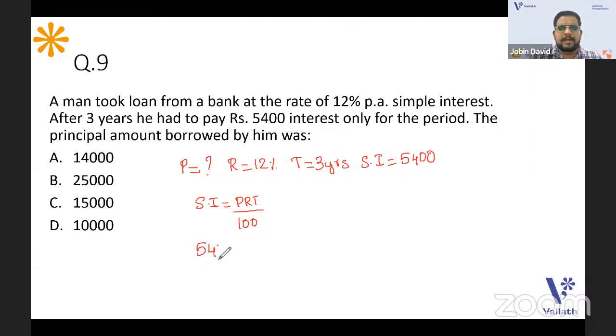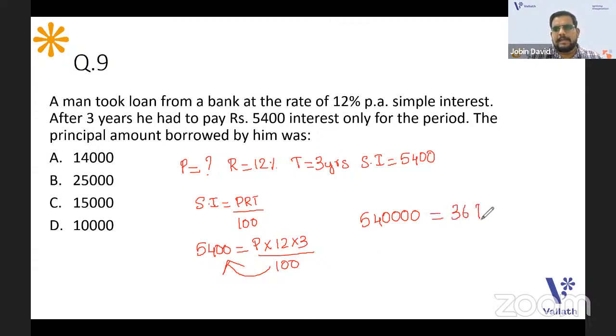So 5,400 is equal to P into 12 into 3 by 100. Just take the 100 to the left side. It will be 5,400 and 2 zeros more. So 5,40,000 is equal to 36P. And P is equal to 5,40,000 divided by 36. You can cancel it, and P will be equal to 15,000. Just divide it and find out. P is equal to 15,000.